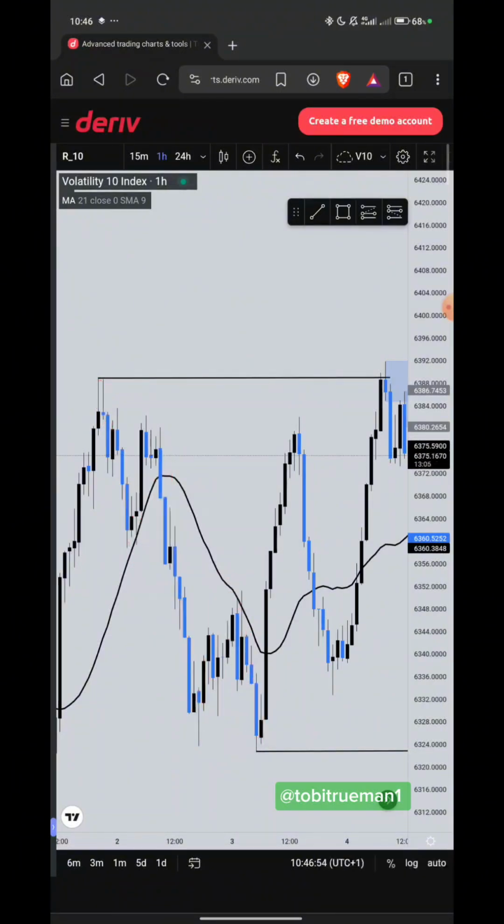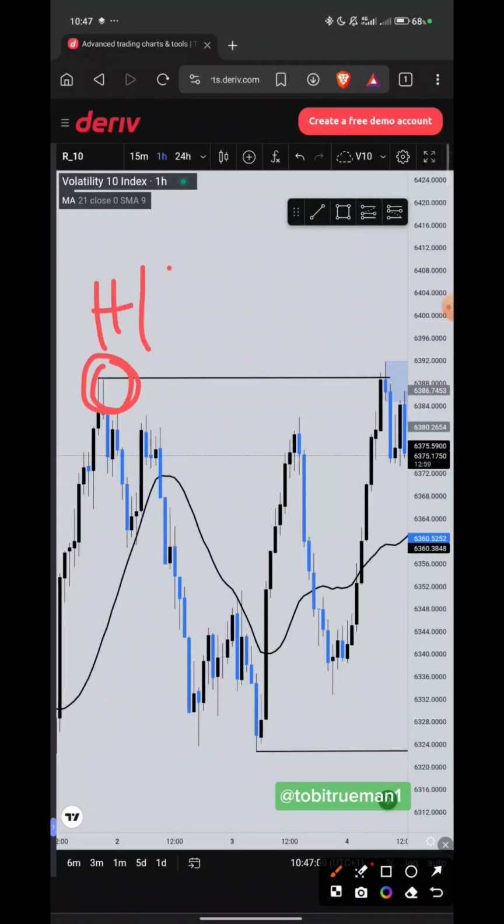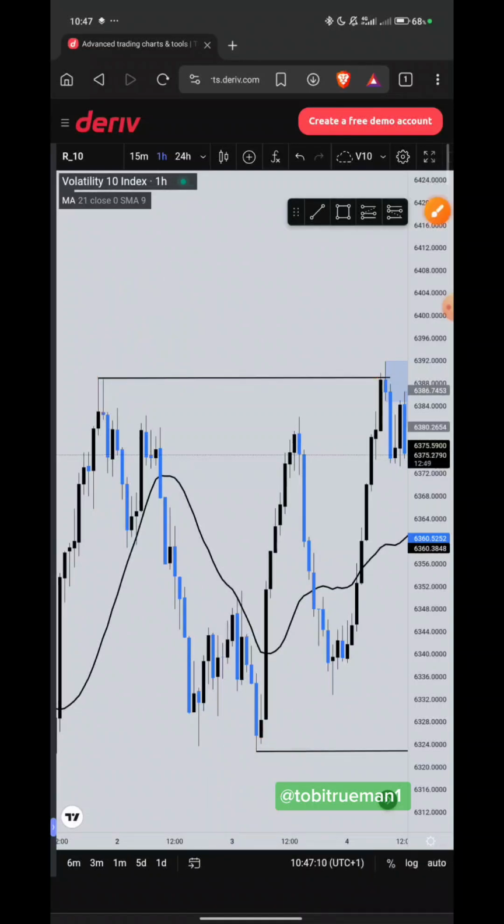So this was where the major pullback now happened. That will now be our higher high. Then when price has now gone to take out the major higher high, this point will now be confirmed as our higher low. But all those things don't matter much. What's important is what the price did to this higher high.